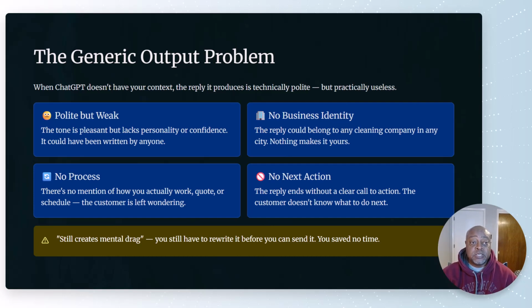When ChatGPT doesn't have your context, the reply it produces is technically polite, but practically useless. It's polite but weak: no process, no business identity, no action. What it ends up doing is creating a lot of mental drag on you, where you still have to rewrite it before you send it, and it doesn't save you any time at all. But I'll show you again a prompt with more context and watch what it does.